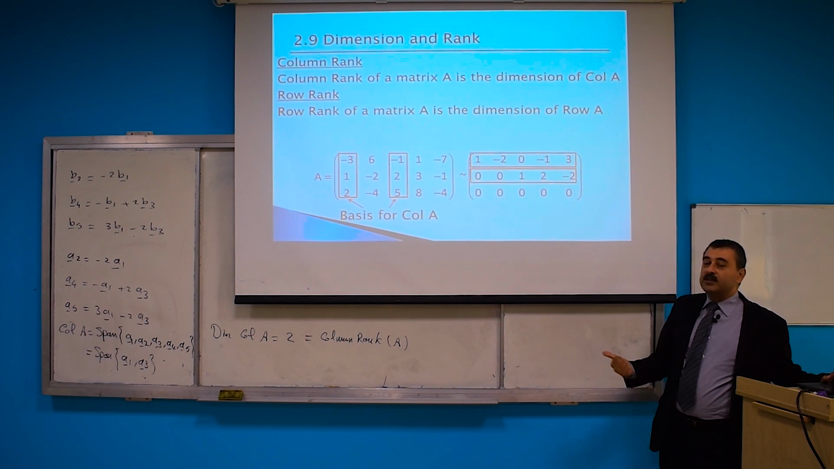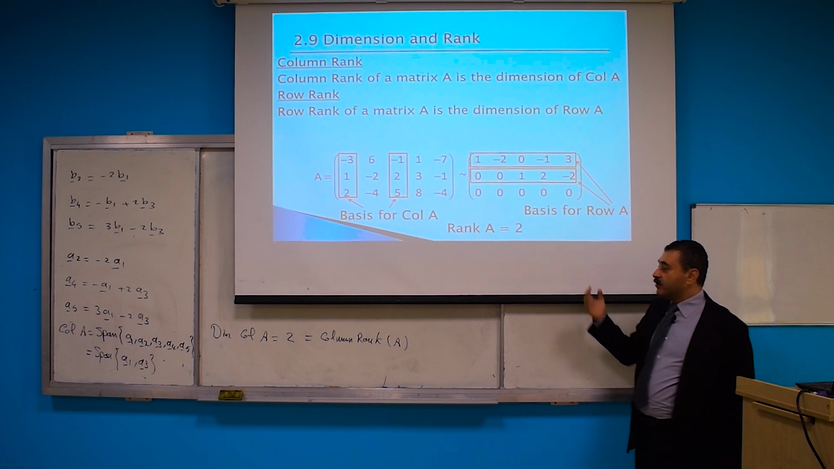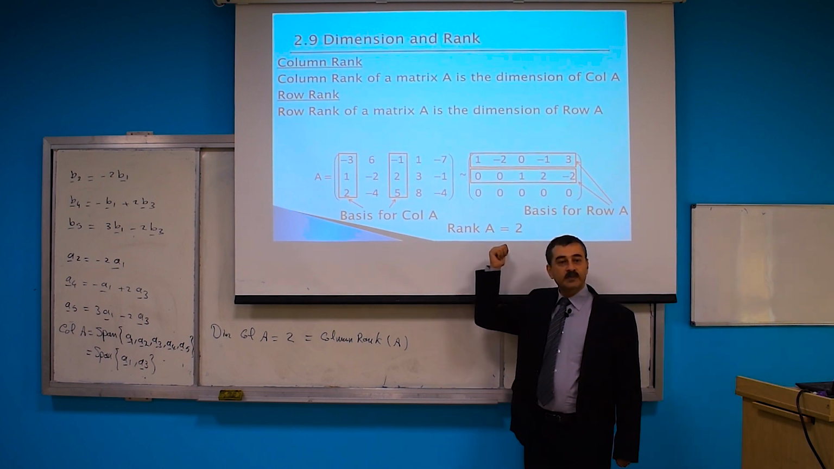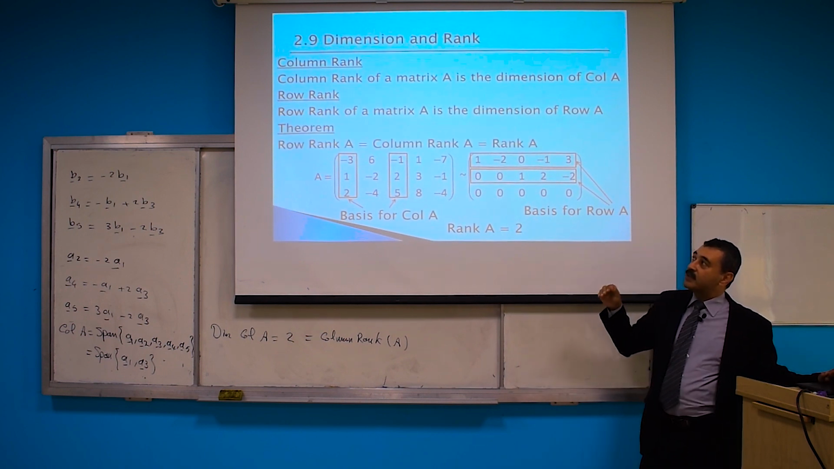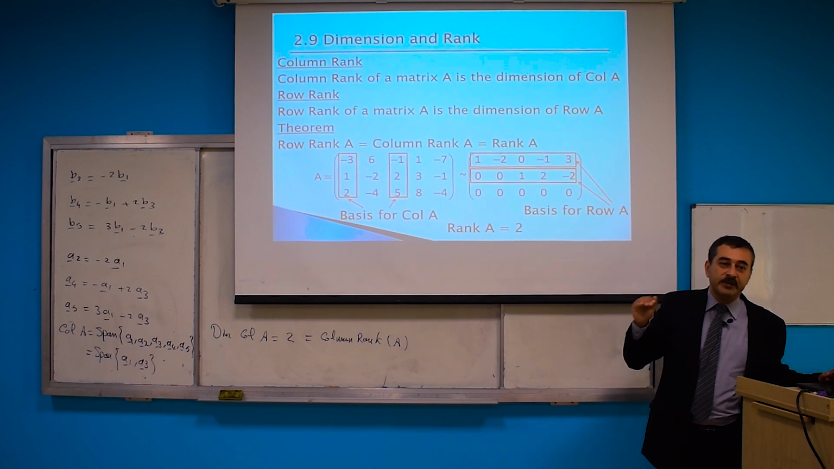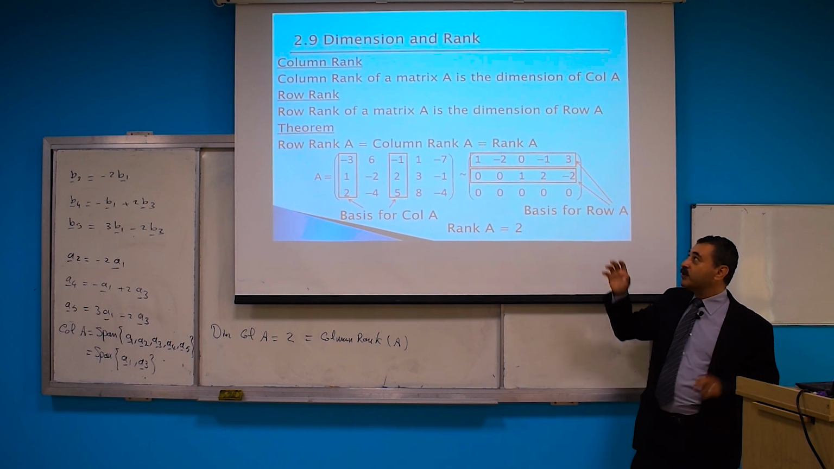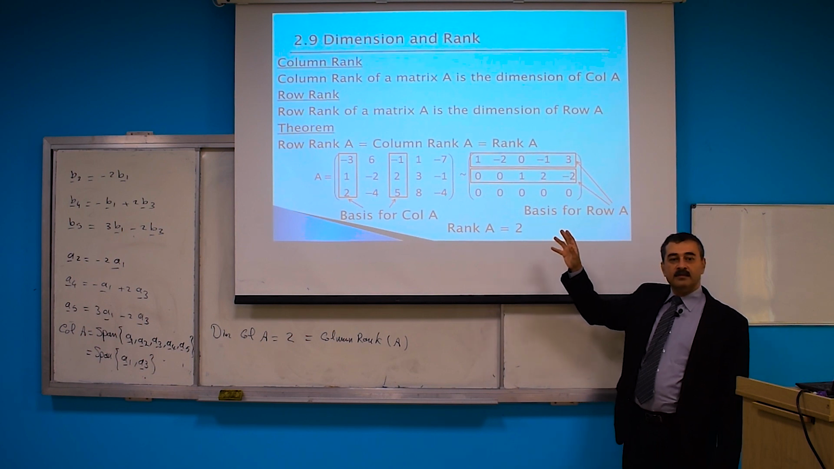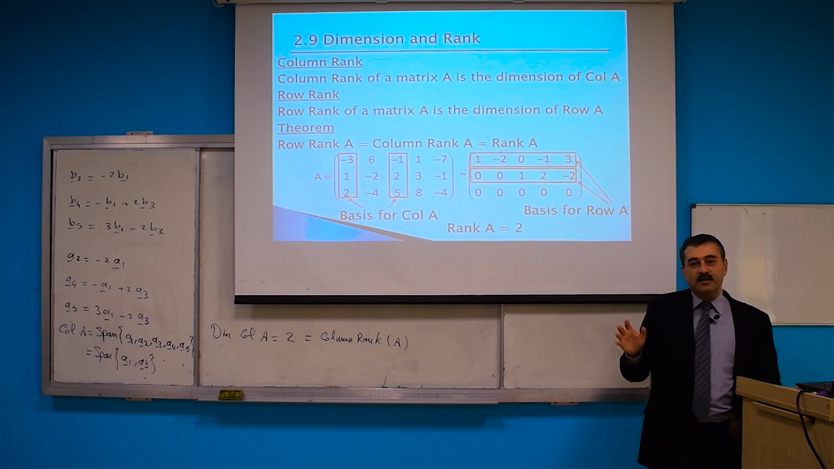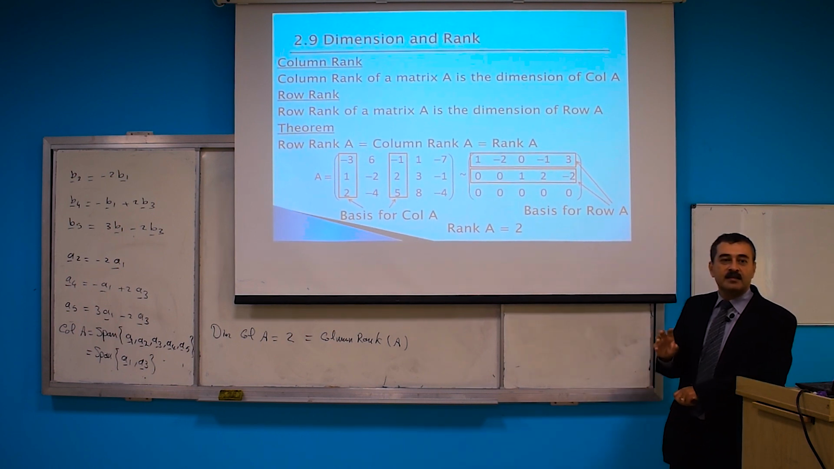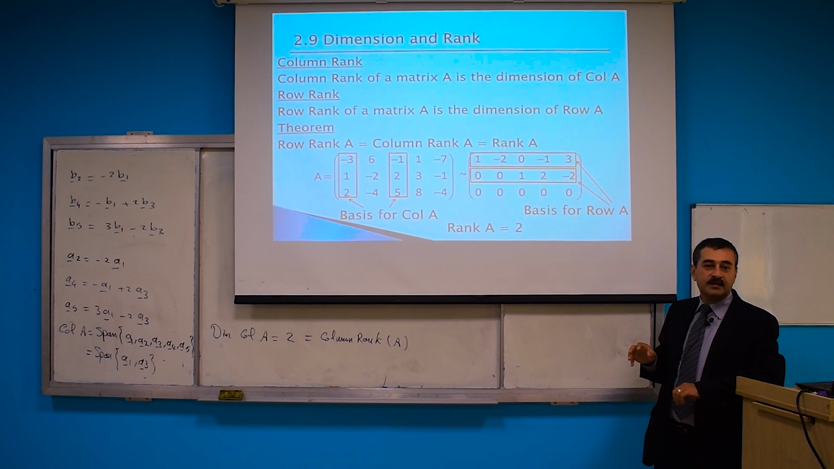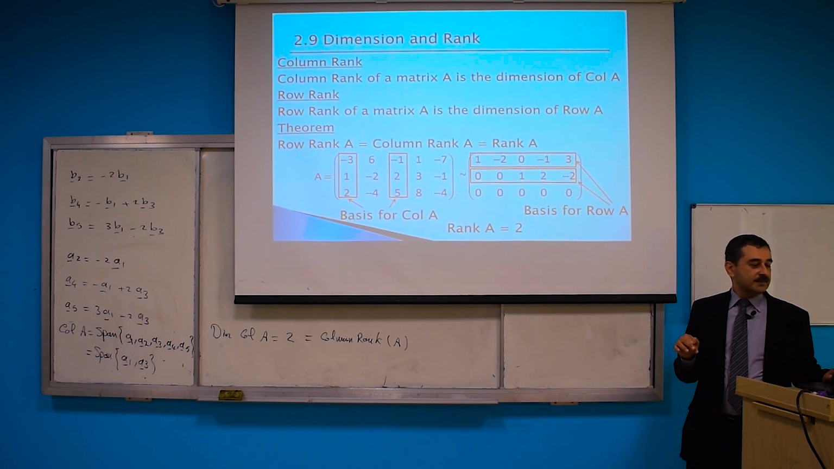So what is the dimension of the row space? 2 also. So we say the row rank also is 2. Actually, we can prove that the row rank always equals the column rank for any matrix, so we call it only the rank of the matrix. The dimension of the column space is always equal to the dimension of the row space, and this is the rank of the matrix.